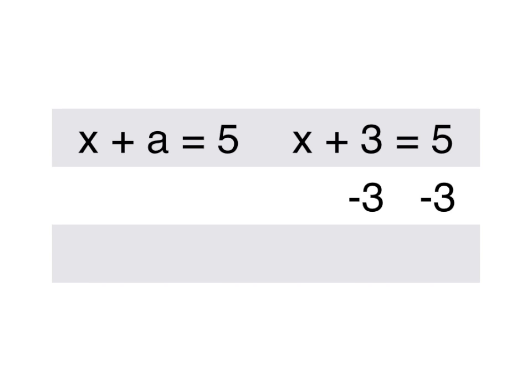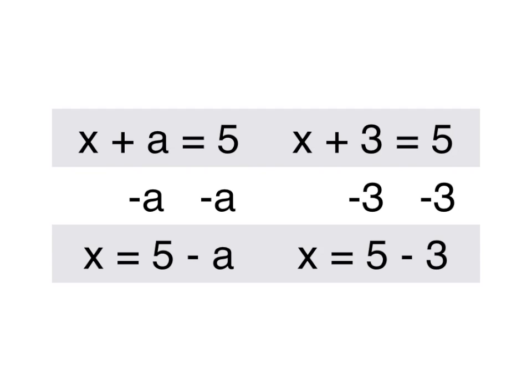Now, first of all, remember what we did was take away 3. We took 3 away from each side. So we take a away from each side. X plus a, we undo that by taking away a, minus a. And remember we got, for the other one, x is 5 minus 3. Okay, so what do we get here? 5 minus a. X is 5 minus some number, just like x is 5 minus 3. All right, cool. Let's go on to number 2.